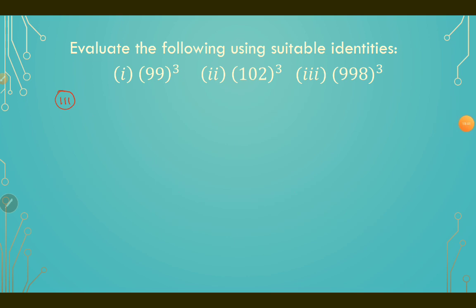Third part of question can be written as 1000 minus 2 the whole cube. That is 1000 cube minus 2 cube minus 3 into 1000 into 2 into 1000 minus 2. That's nothing but 1000 followed by 9 zeros.